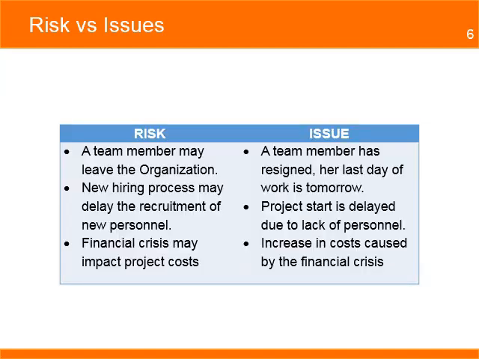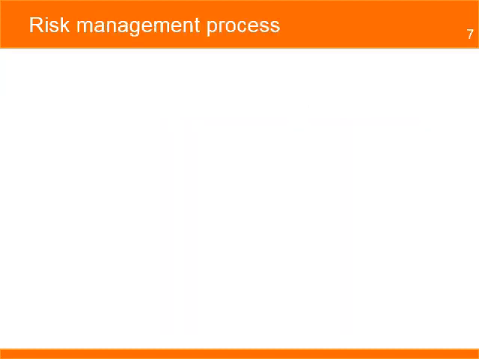Here are some examples of the difference between risk and issues. On the left, you can see three risks, all expressed as probability, something that may or may not happen. On the right is a list of issues expressed as a fact, as something that has already happened and the project needs to take actions to resolve it.